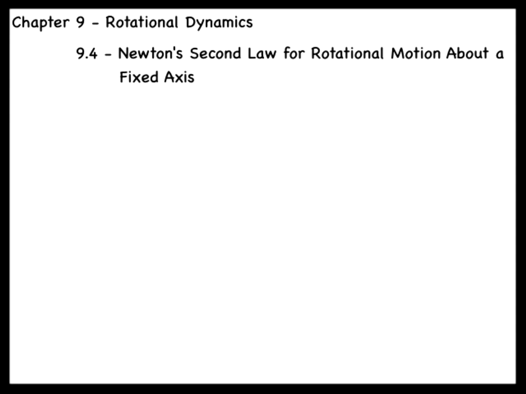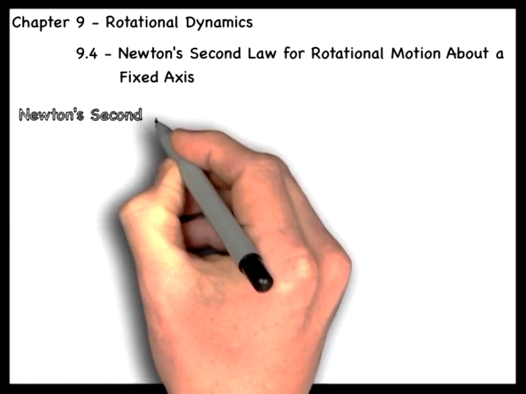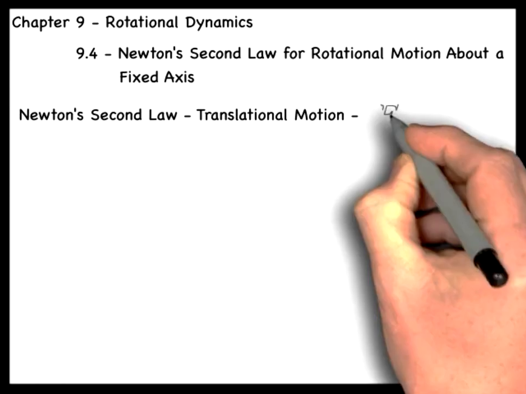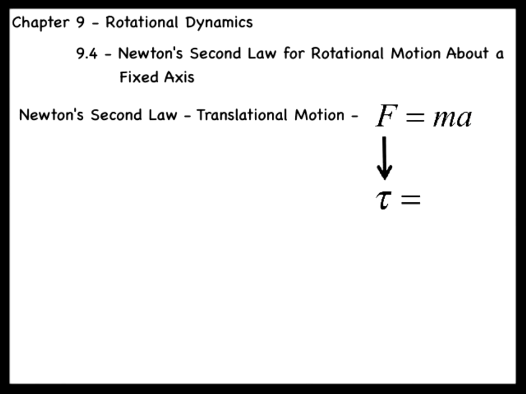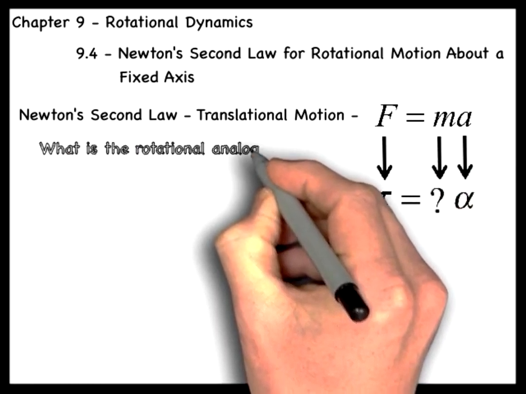The goal of this section is to write Newton's second law in a form that describes rotational motion of a rigid object about a fixed axis. From our study of translational motion, we know that F equals ma. From rotational dynamics, we know that a torque is the rotational analog of force, and alpha is the angular acceleration. To finish writing Newton's second law for rotational motion, we need to know what to put in for m. In other words, what is the rotational analog of mass?